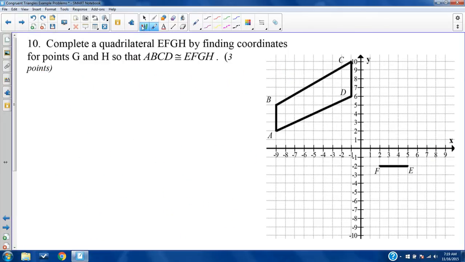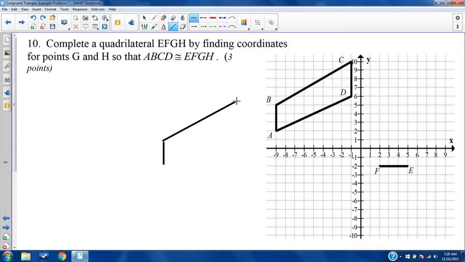Number 10, complete a quadrilateral EFGH by finding coordinates for points G and H so that ABCD is congruent to EFGH. Okay, this one is a little bit more of the same thing, using graphs and such to figure out the rest. What we have to do is a couple things. I'm first going to draw EFGH in the same way as ABCD is currently drawn, meaning I want to make sure that I know what parts correspond.